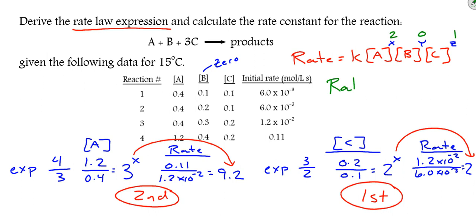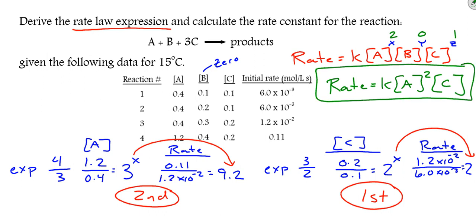So if I rewrote my rate law, it would look like this. My rate law would include the second order A and the C. How do we determine the rate constant? You've already done the hard work. You take your rate law now that is determined, and you simply pick a single reaction. So please pause it, plug it in, and see if you can determine the rate constant with the proper units.